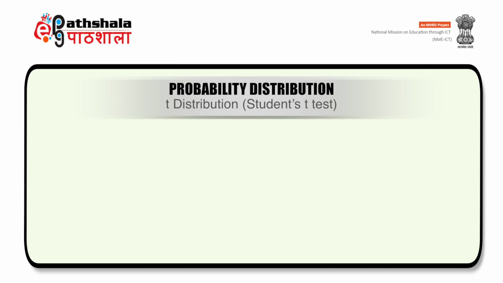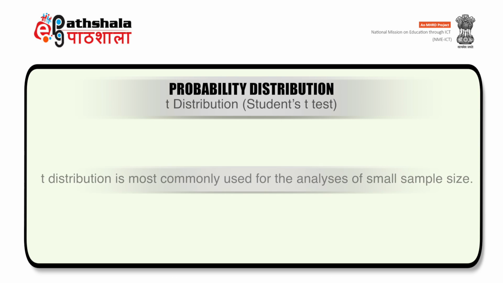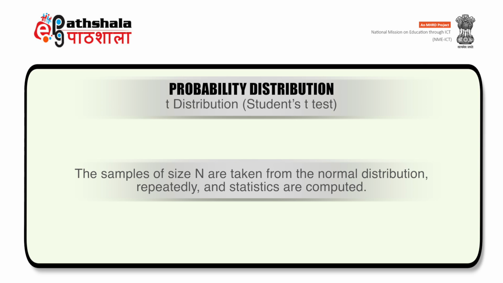Thirdly, now we will discuss the T distribution. It is called Student's T test. T distribution is most commonly used for the analysis of small sample sizes. Samples of size n are taken from the normal distribution repeatedly and statistics are computed.